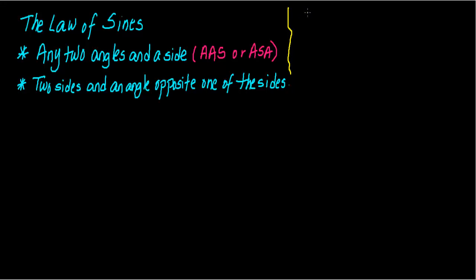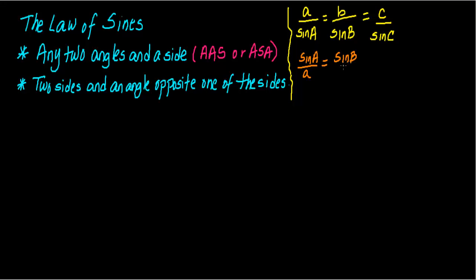You can write side A over the sine of angle A will equal side B over the sine of angle B equals side C over the sine of angle C. And you might also see this written differently. You might also see it written as sine angle A over A equal sine angle B over B equal to sine angle C over C. It's equivalent. They're identical. Okay, so don't worry about how you're going to use this. Make sure you keep it.